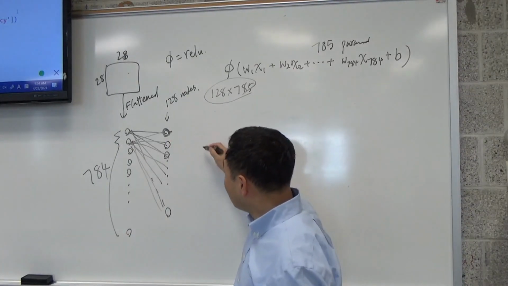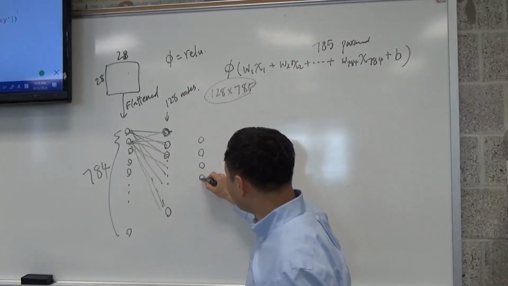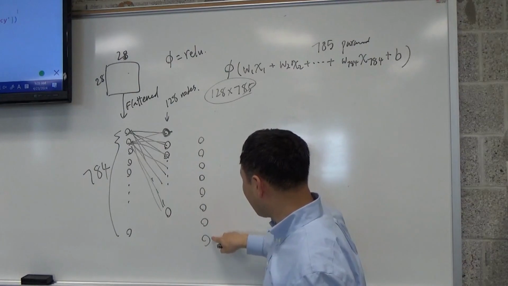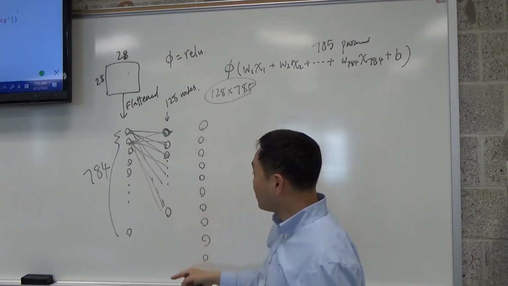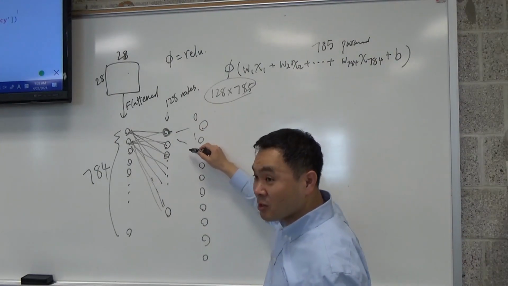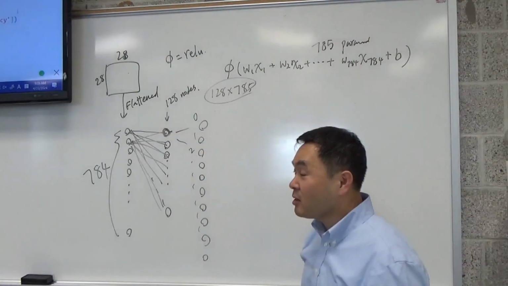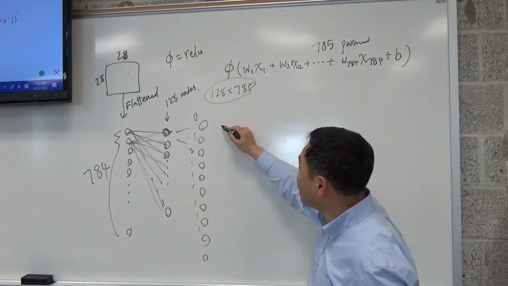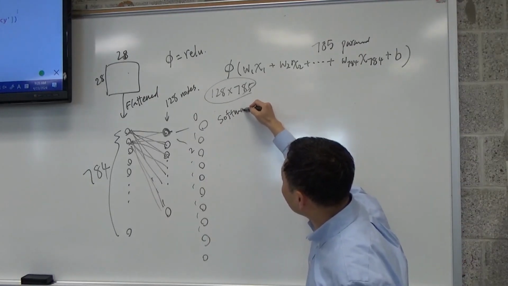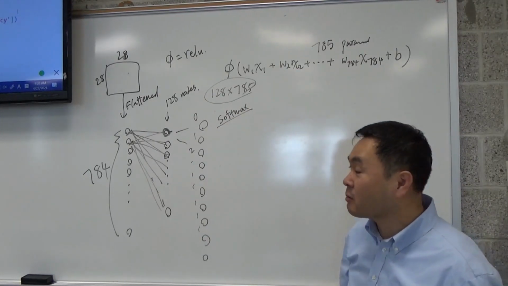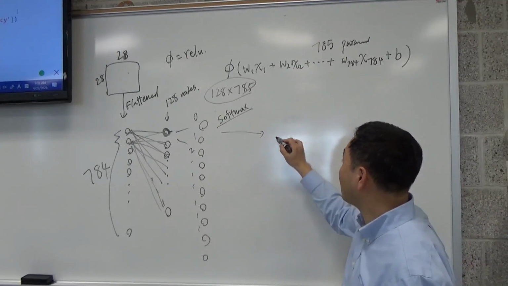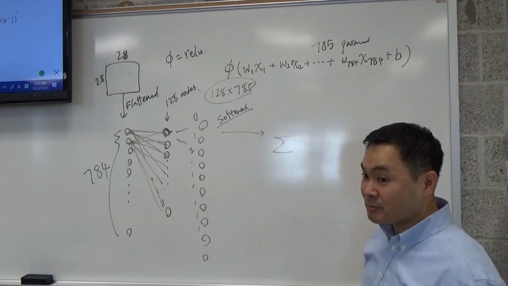And then you have the next layer: 1, 2, 3, 4, 5, 6, 7, 8, 9, and 10. So you have 10 outputs, and the first one will be for 0, the next one for 1, and so on. Then this is sent through the softmax function, which I have to explain to you, and then the final loss function is computed.